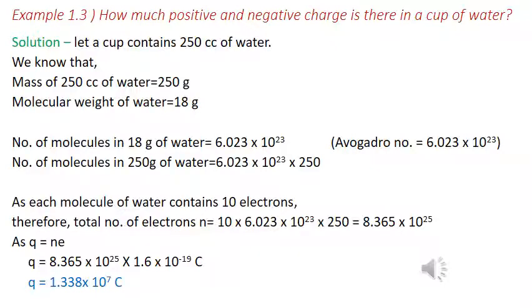Next example is example number 1.3, which is how much positive and negative charge is there in a cup of water. Here we have to calculate the total amount of charge in a cup of water in this question. So for that, let us consider a cup contains 250 centimeter cube of water in it. As we know that mass of 250 cc of water is equal to 250 gram, and the molecular weight of water, that is molecular weight of H2O, is equal to 18 gram.